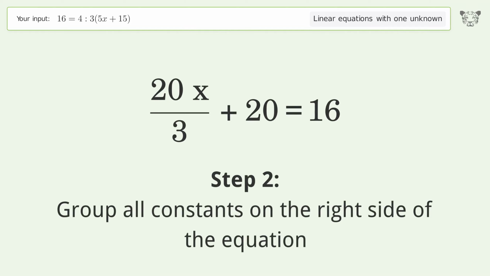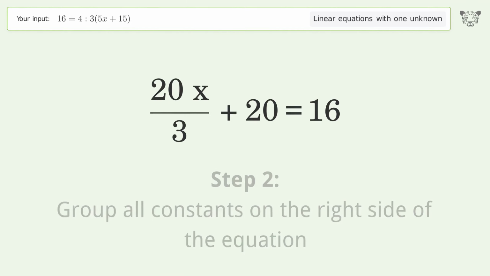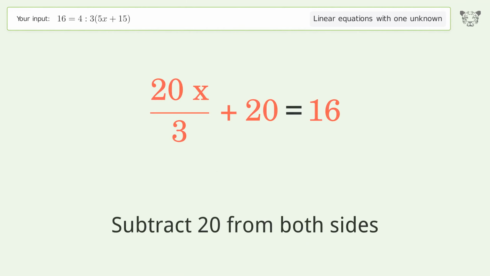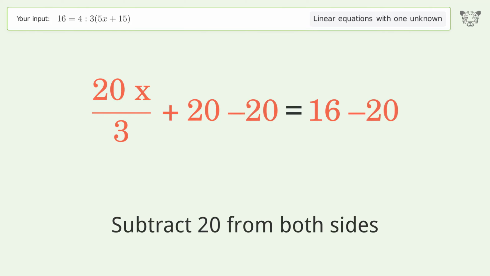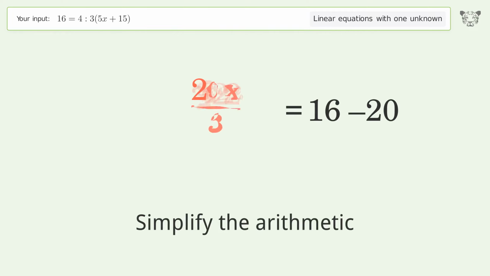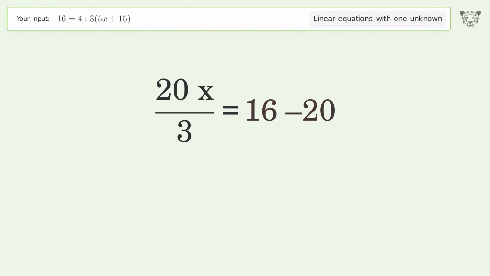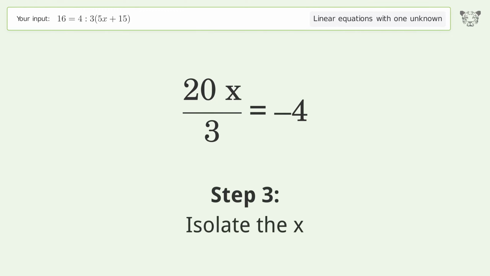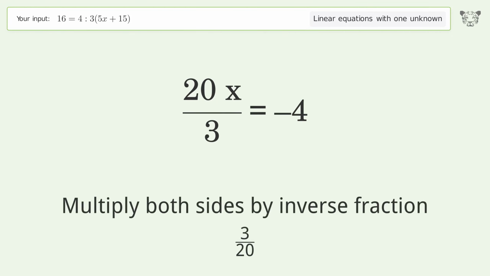Group all constants on the right side of the equation. Subtract 20 from both sides. Simplify the arithmetic. Isolate the x. Multiply both sides by inverse fraction 3/20.